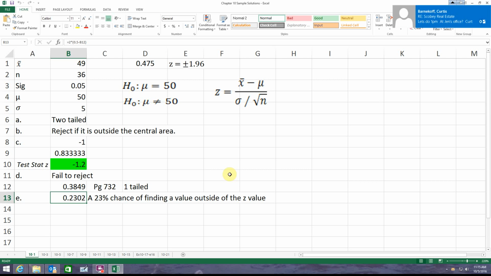A sample of 36 observations is selected from a normal population. So we're taking a sample. The sample mean is 49, so we've done the math and found out that our sample mean is 49, and the population standard deviation is 5, which is given to us. Conduct the following test of hypotheses using the 0.05 significance level, or of course the 95 significance level, in that sense. So what are we doing?